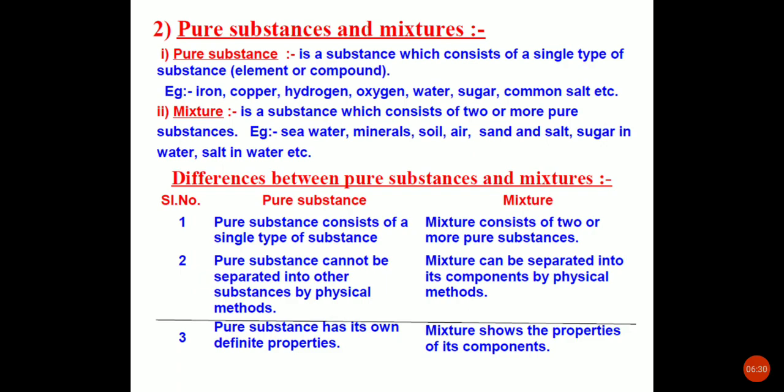A mixture can be easily separated by any physical means or physical methods. When you take the example of iron powder and sulphur, or sand and iron powder, that is a mixture. This sand and iron powder can be easily separated by magnetic separation.